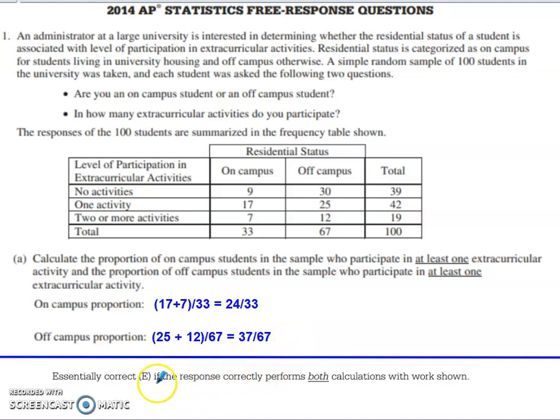Now the little bit that you see down here is from the scoring guidelines. To receive essentially correct for this portion of the problem, you have to have both proportions computed correctly, but you have to have the work shown. I'm thinking that the majority of you taking AP Stats can do these steps in your head or just go directly to your calculator to carry them out, but not listing the calculation that's carried out on your calculator would definitely cost you in part A of this particular question.